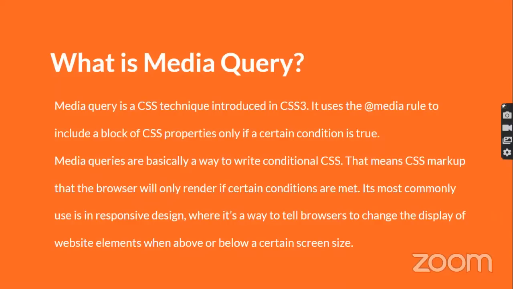Media query is a CSS technique introduced in CSS3. It uses the @media rule to include a block of CSS properties only if a certain condition is true. So media queries are basically a way to write conditional CSS. That means CSS markups that the browser will only render if certain conditions are met. It's most commonly used in responsive design, where it's a way to tell the browser to change the display of website elements when above or below a certain screen size.